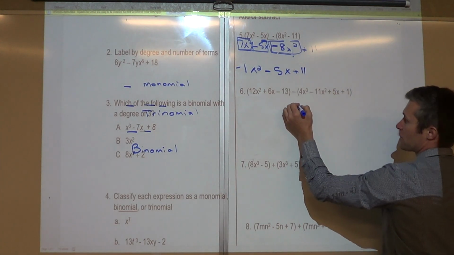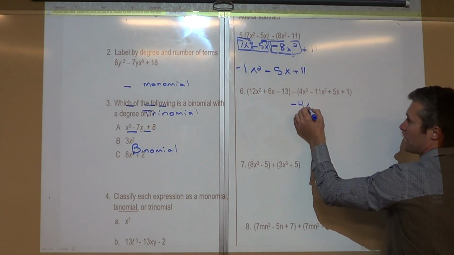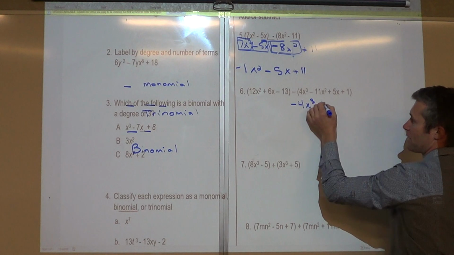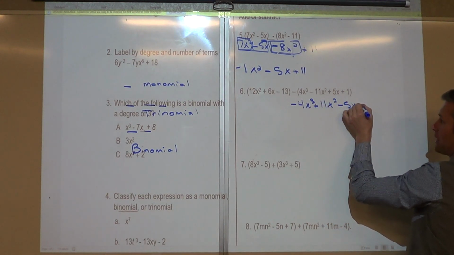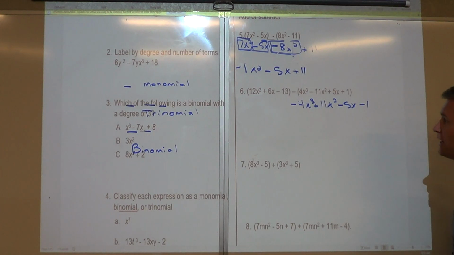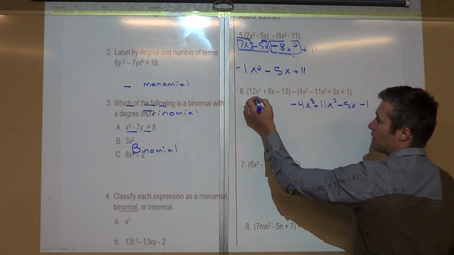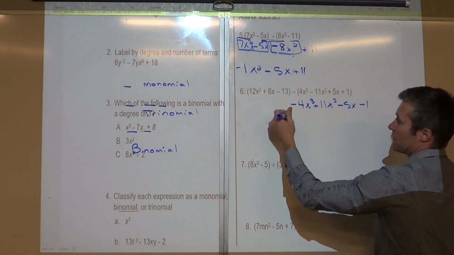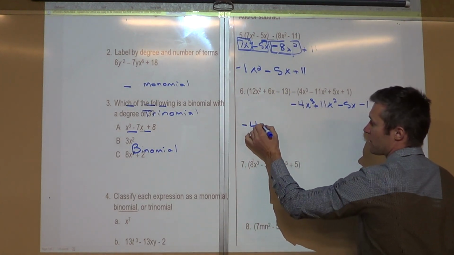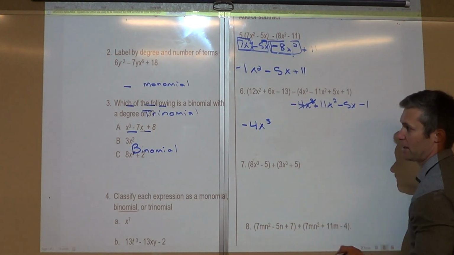Again, distribute, make sure all the signs are opposite. So 4x to the third, this becomes a positive 11x squared minus 5x minus 1. So switch all the signs. Then I combine like terms. I look to the x to the third. Are there any other x to the thirds over here? Nope. So negative 4x to the third. And then you can cancel it off.